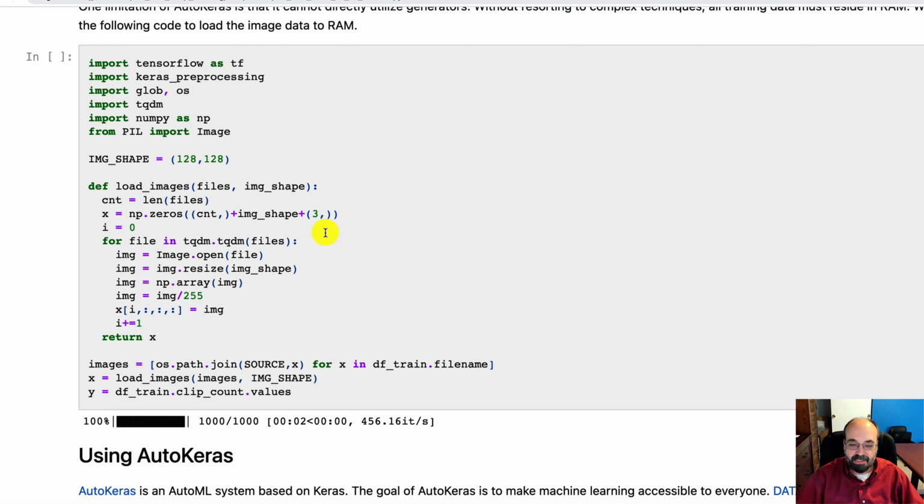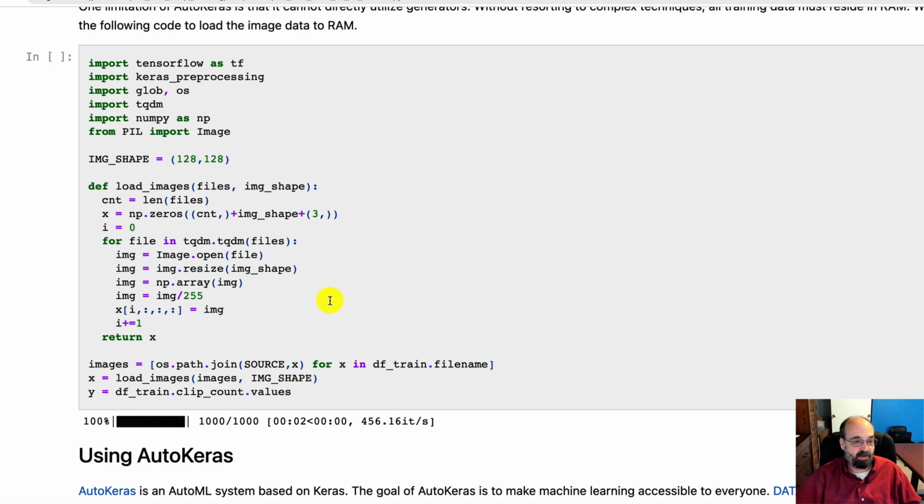AutoKeras really, and they're evolving rapidly, they may have solved some of these, they don't directly support generators. I've tried to use data sets where the whole thing is not loaded initially, and I've had mixed results with this. I've had the best luck with AutoKeras where I have everything in RAM in a data set.